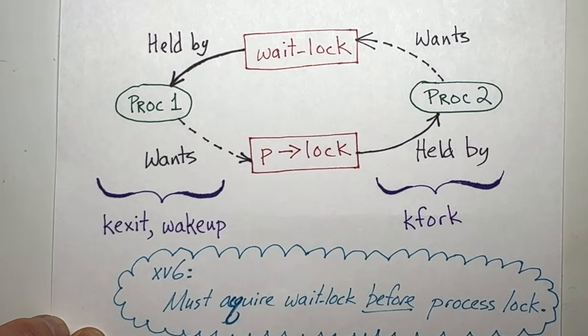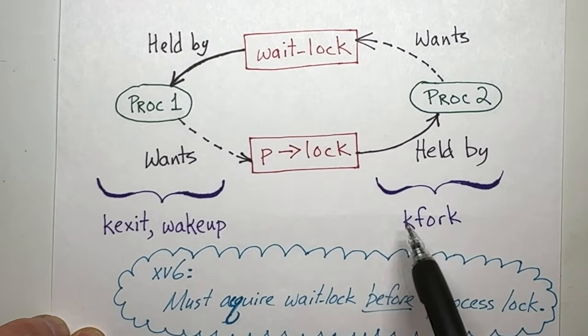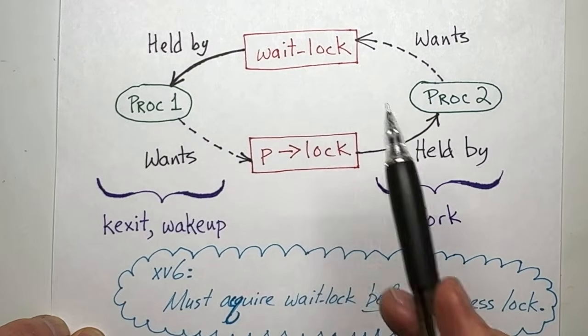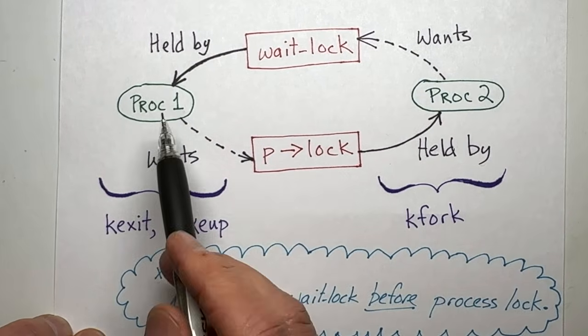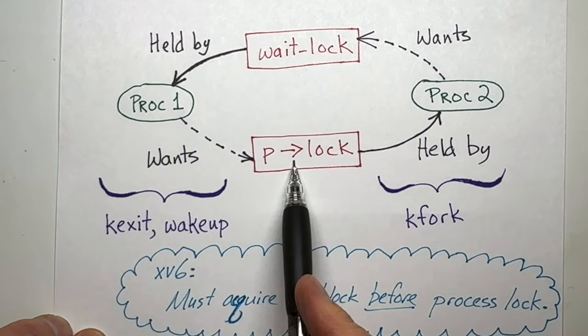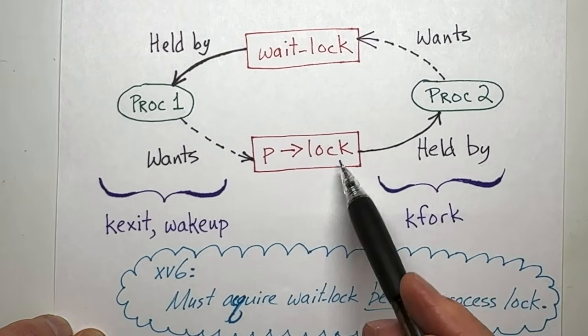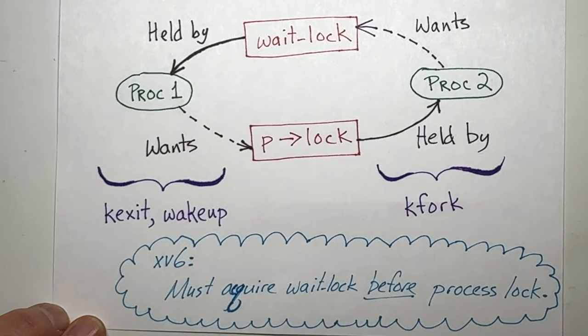Now back in kfork, we're holding a process lock and we need to obtain waitLock in order to set the child's parent pointer. So here's the situation we might have if we're not careful. kexit is holding waitLock and trying to acquire a process's lock. kfork is holding a process lock and trying to acquire waitLock. If we allow this, we now have the potential for deadlock, which we can't permit.